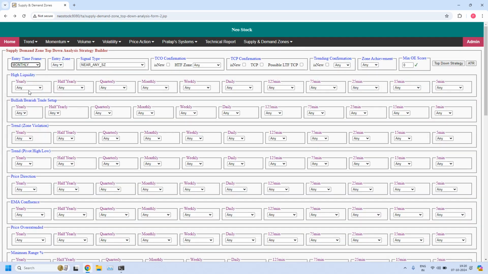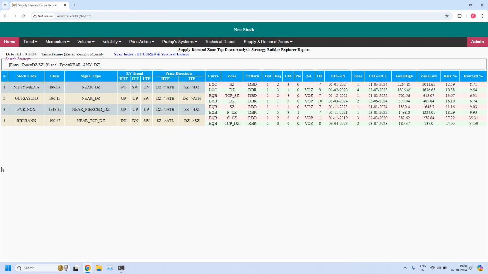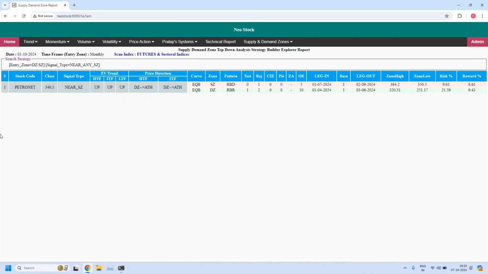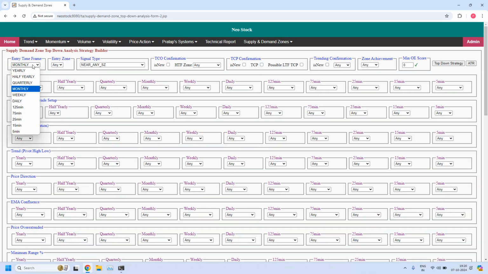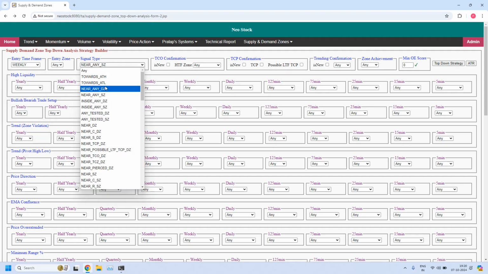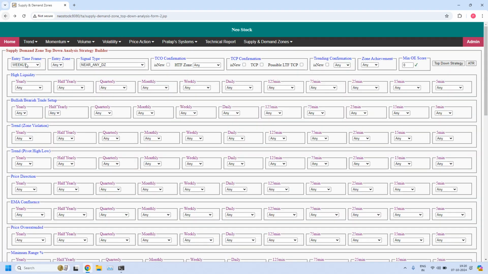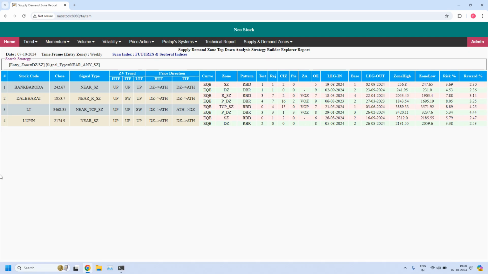Next time frame is monthly. Let us find the stocks near monthly demand zone. Four stocks are filtered. Next, for monthly time frame, let us find the stocks near monthly supply zone. One stock is filtered. Next time frame is weekly. Let us find the stocks near weekly demand zone. 8 stocks are filtered. Next, for weekly time frame, let us find the stocks near weekly supply zone. 4 stocks are filtered.